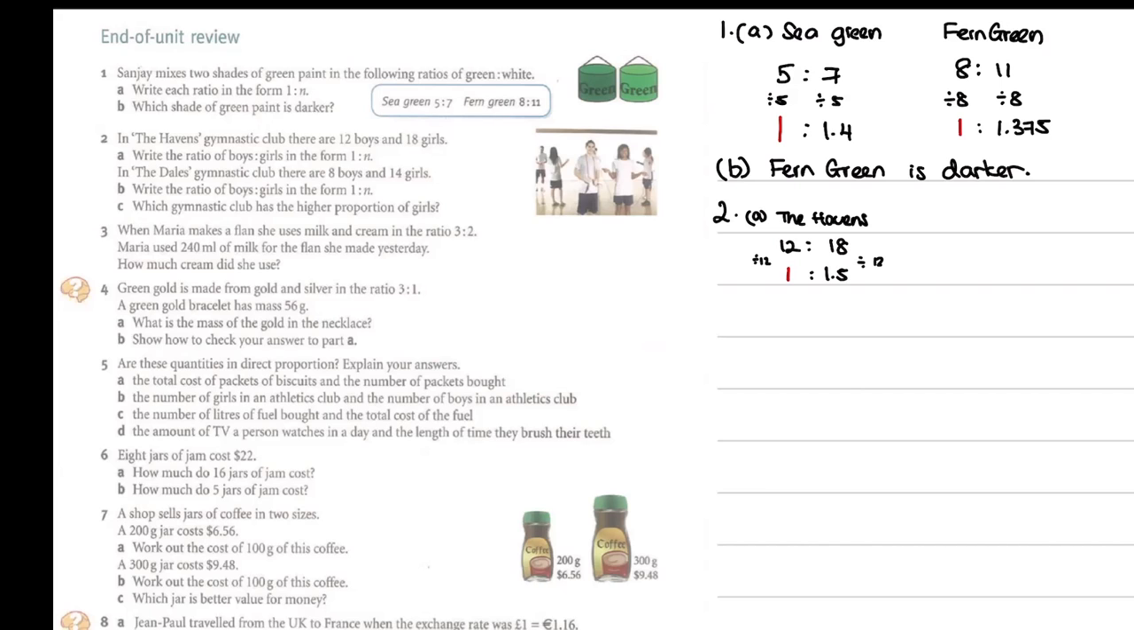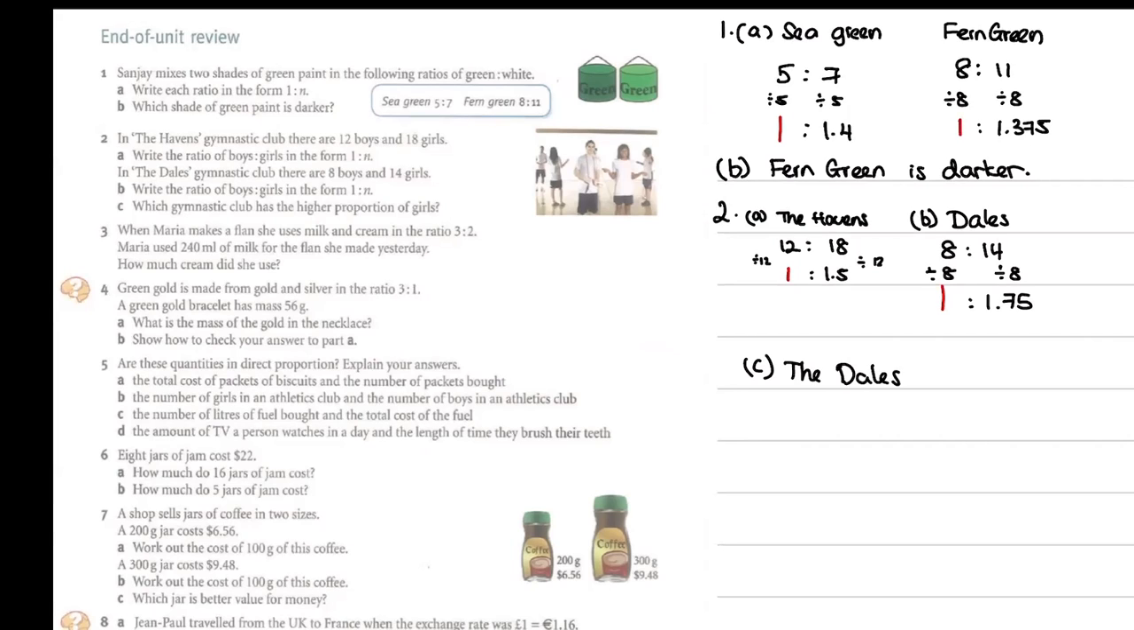The Dales Club, let's look at B. The Dales Club has 8 boys is to 14 girls. So if we just change this to 1 part here, so here divided by 8, divided by 8, 14 divided by 8 is 1.75. So which gymnastic club has higher proportion of girls? So definitely question C, right? Definitely in Dales.